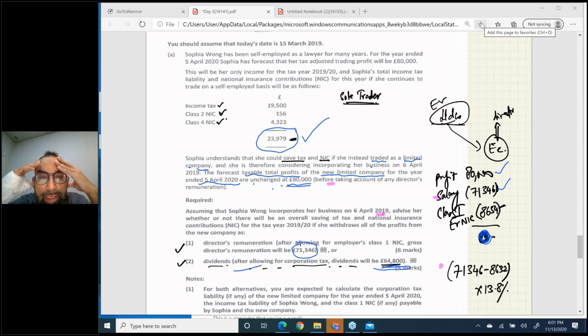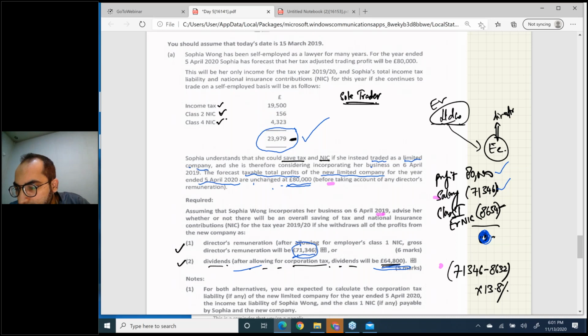Okay, so with this limited company, she will have the same profits, 80,000. Now she wants to withdraw these profits with two options. The first option is to withdraw in the form of salary, be a director of the company, and withdraw director remuneration of 71346. Okay, and then in this case, what are the consequences? In this case, the company will have to pay class 1 employer NIC, obviously, and we have just calculated it. And Sophia has to pay income tax on employment income, plus as Sophia is now an employee, Sophia has to pay class 1 employee NIC.